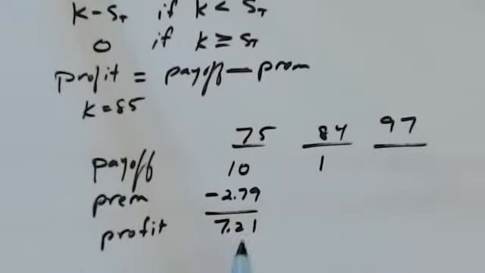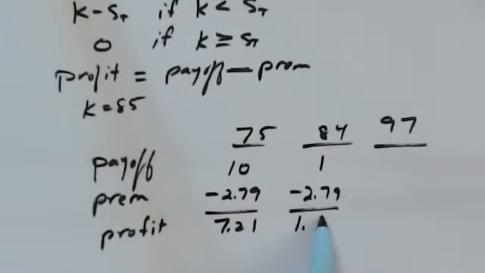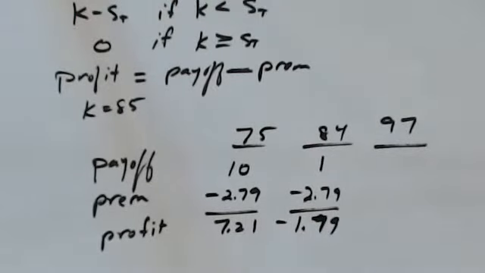Okay. Now, at $84, this option is worth $1. Its payoff is worth $1 because you get to sell the stock for 85 when it's worth 84. It's a $1 payoff, but you paid $2.79, so you still lost money, but not as much. You covered some of your money.